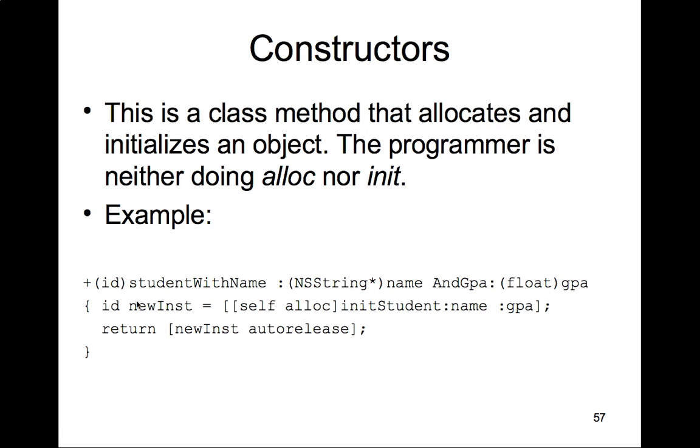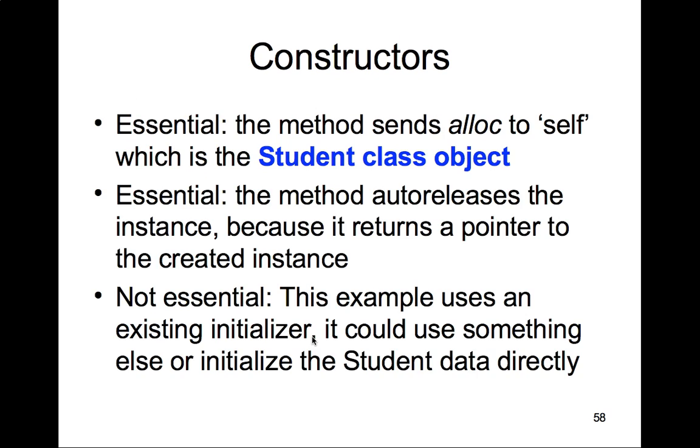So here's a constructor, student with name, which takes a string name and a GPA. And then inside it's running self alloc, initialize student name, GPA, return instance auto release. So it's doing the allocation for you. And then after it allocates it, it auto releases it and sends it back to main so you can run it. So the method sends alloc to self, which is the student class object. And the method auto releases the instance because it returns a pointer to the created instance. So then it can automatically release it.